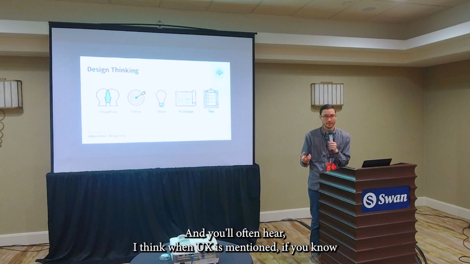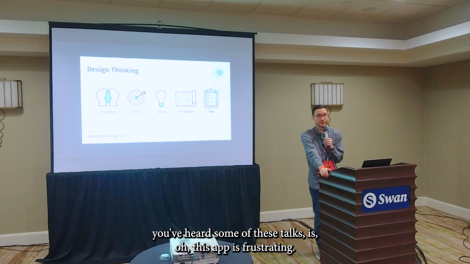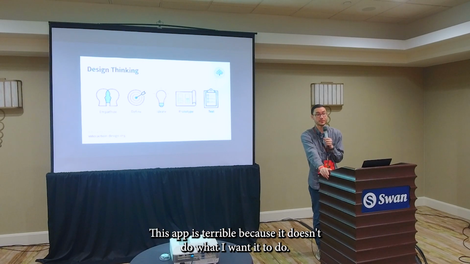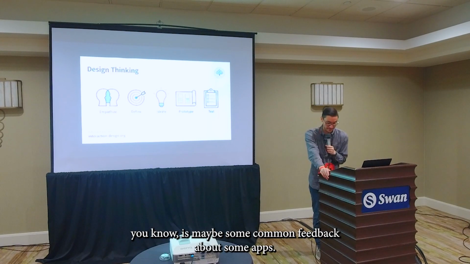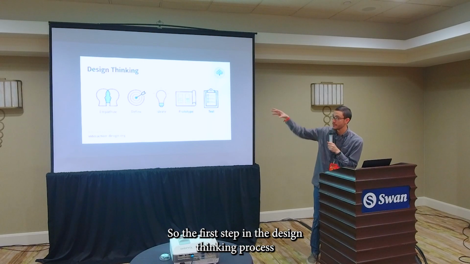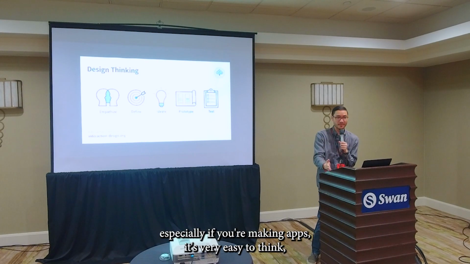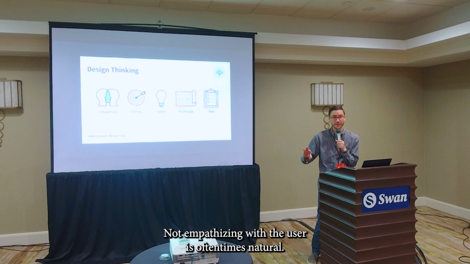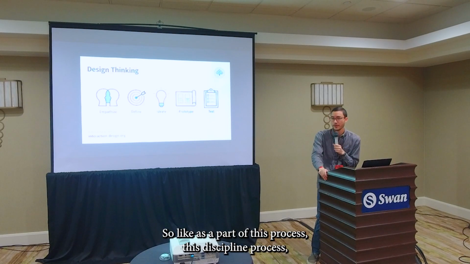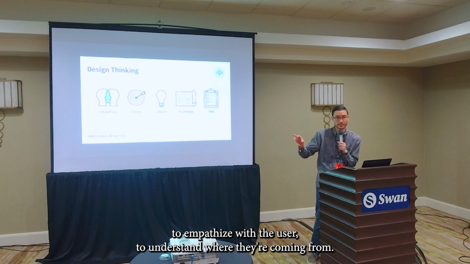And you'll often hear, when UX is mentioned, if you've heard some of these talks, oh, this app is frustrating. This app is terrible because it doesn't do what I want it to do. It gives me all kinds of problems and it doesn't work. That's maybe some common feedback about some apps. So the first step in the design thinking process, especially if you're making apps, it's very easy to think, oh, they don't get how to use it. That's what the problem is. Almost like not empathizing with the user is oftentimes natural. So as a part of this discipline, it's a very intentional move to empathize with the user, to understand where they're coming from.